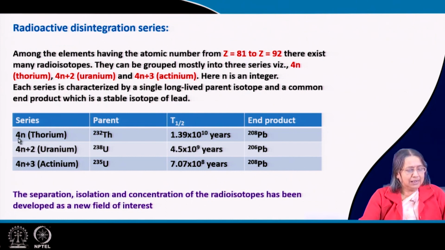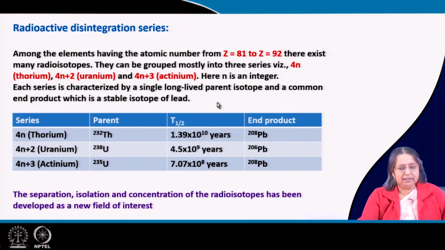And what is 4N plus 2 and 4N plus 3? If you divide this atomic mass number by 4, then you will see that it comes as 4N, in this case 4N plus 2 and 4N plus 3. So, thorium, uranium 238 and uranium 235. This is also called the actinium series.